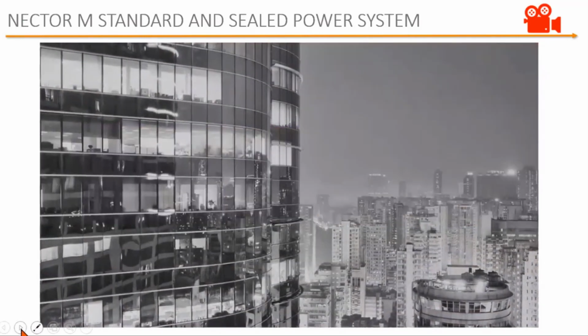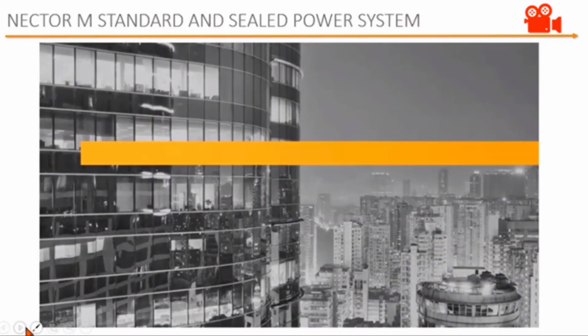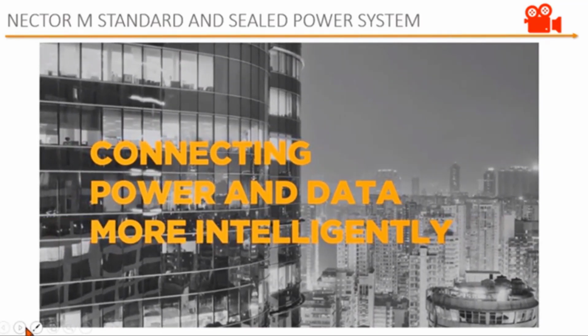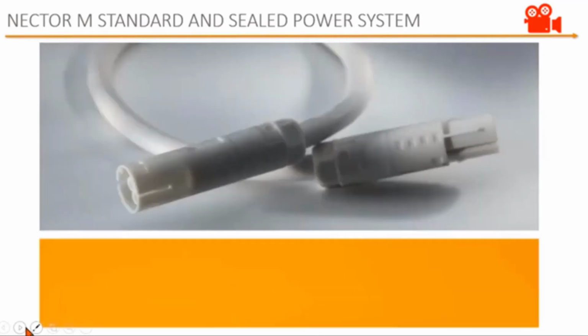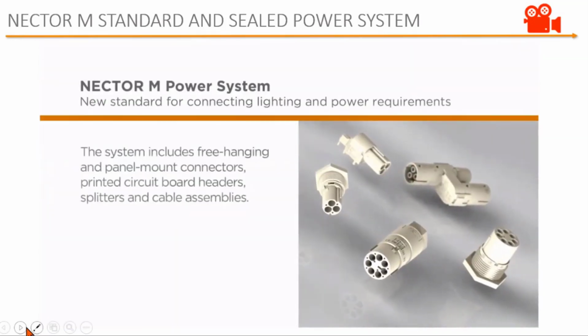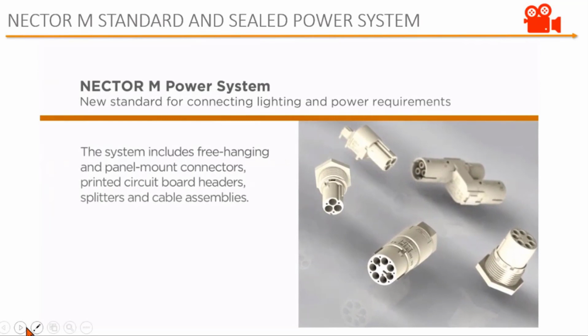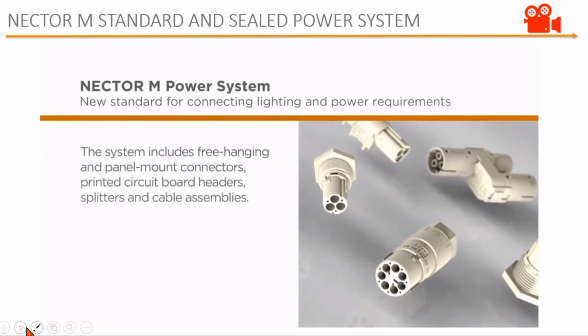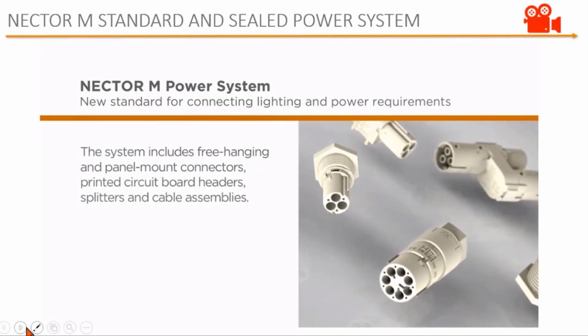In a power-consuming world, speed and ease of installation are key benefits of a reliable power system, and TE Connectivity offers the ideal solution. The Nectar M unsealed power system is a fully pluggable, modular wiring connector and cabling system for lighting and permanent electrical installations for the construction industry. The system is a complete portfolio that includes free-hanging and panel mount connectors, printed circuit board headers, splitters, and cable assemblies in a small circular design that is offered in sealed versions.